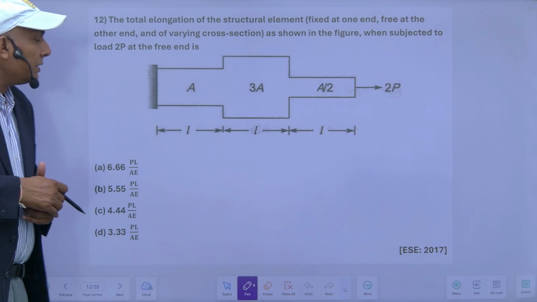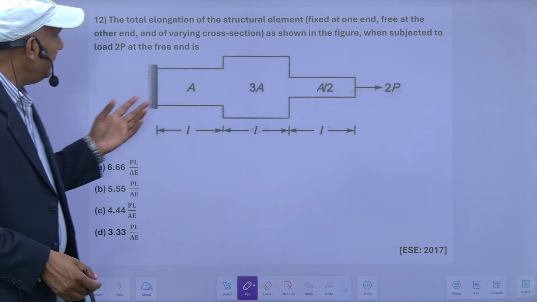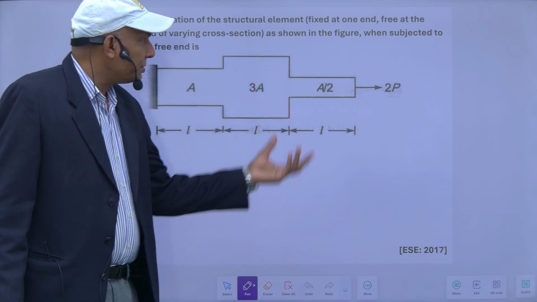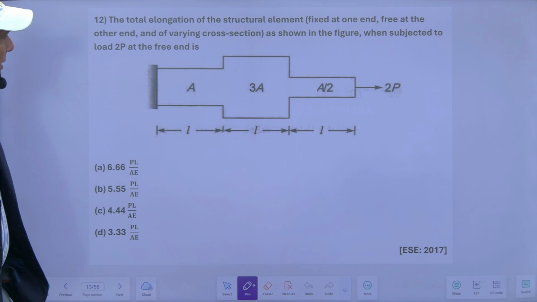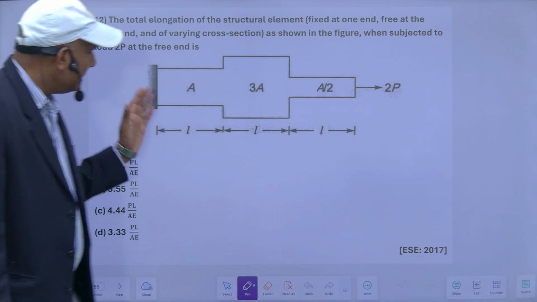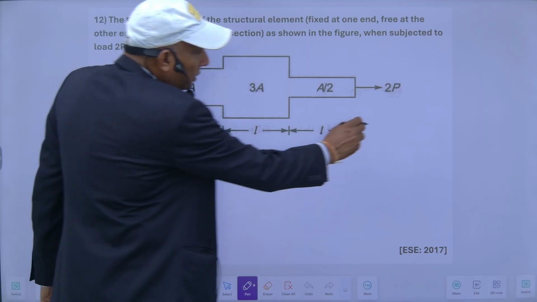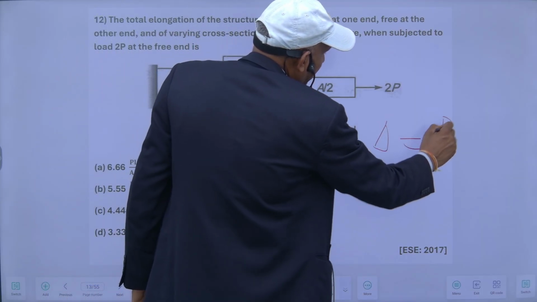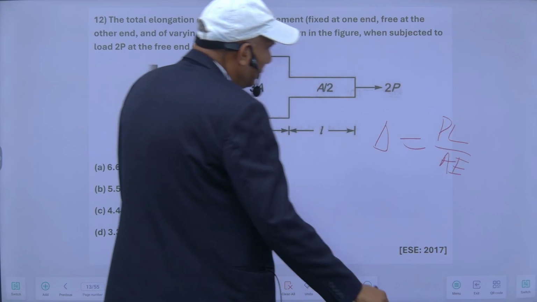The total elongation of the structural element fixed at one end and free at the other end, of varying cross sections as shown in the figure, when subjected to load 2P at the free end. So you have applied a load of 2P here and this end is fixed. I have to find the total elongation. The formula for elongation, as I explained, is PL upon AE.